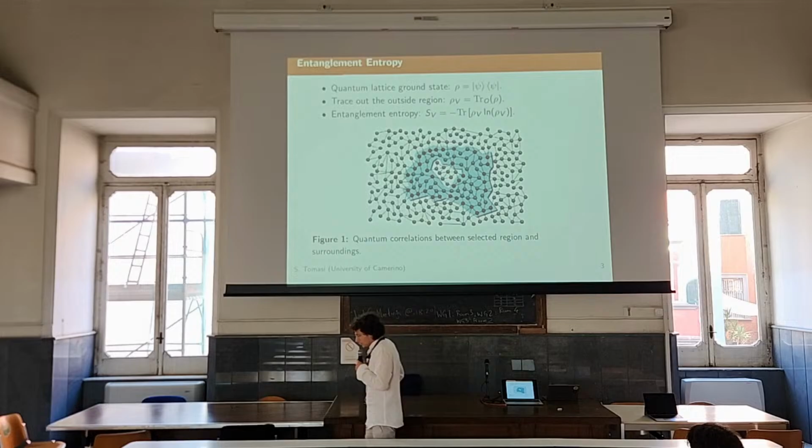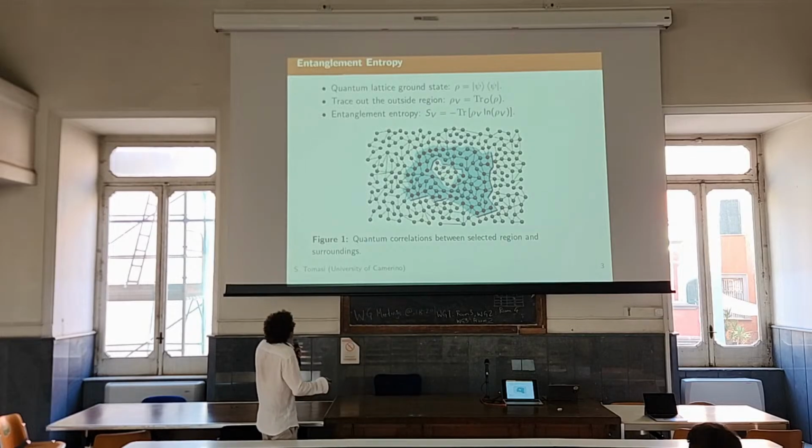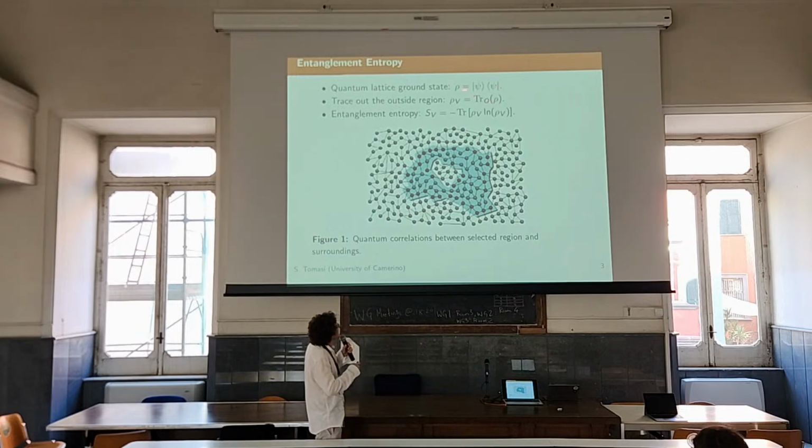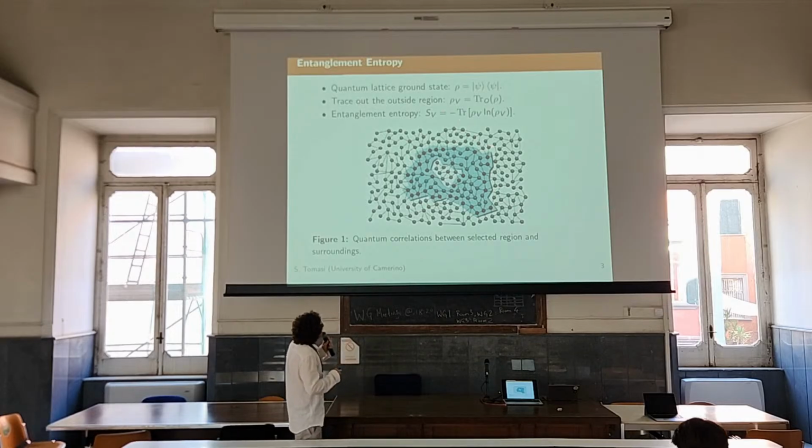Okay, so to introduce entanglement entropy, just a brief reminder for everybody. We can consider this quantum lattice, which is found in its ground state. So the density matrix is the density matrix of a pure state. And if we want to focus on a region, like this shaded region, which is a closed volume V, what we do is we trace out everything else. So we get this reduced density matrix. And then the entanglement entropy is defined just as the von Neumann entropy of the reduced density matrix.